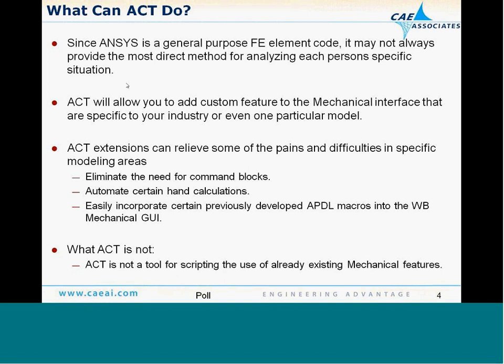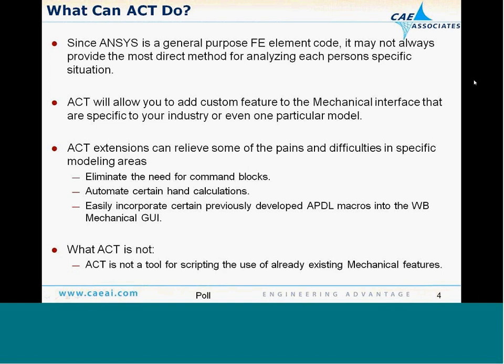So ACT is really not a tool for scripting already existing features in Mechanical. So if you insert a fixed boundary condition, that's something that's already in the GUI. It's not really set up to automate that type of task. It's really more set up for when you want some new features in Mechanical. So that's a little around that.